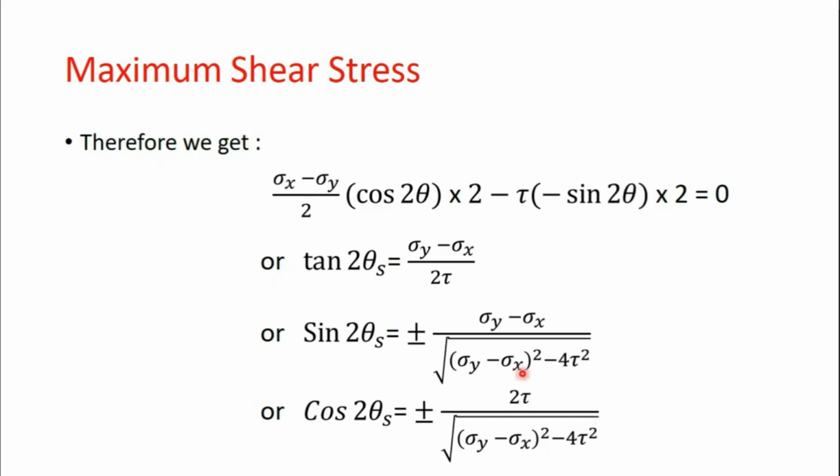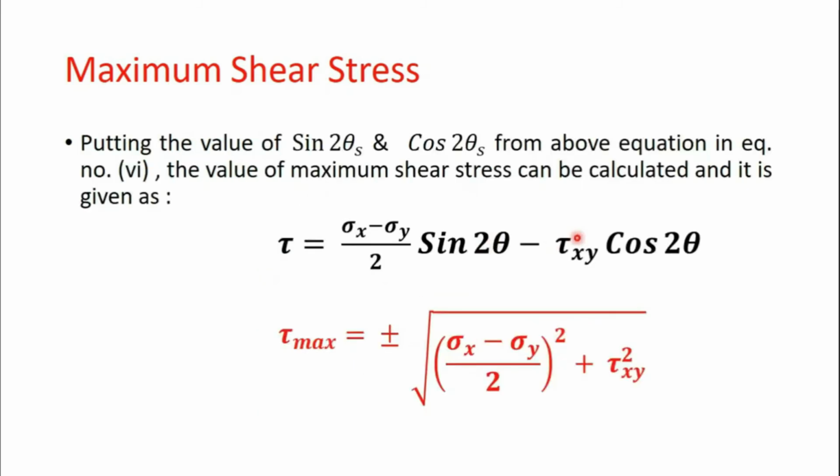So we will put the values of sin 2 theta s and cos 2 theta s in this equation, tau equals sigma x minus sigma y by 2 sin 2 theta minus tau xy cos 2 theta.